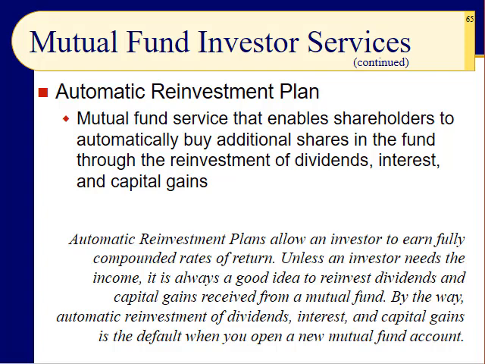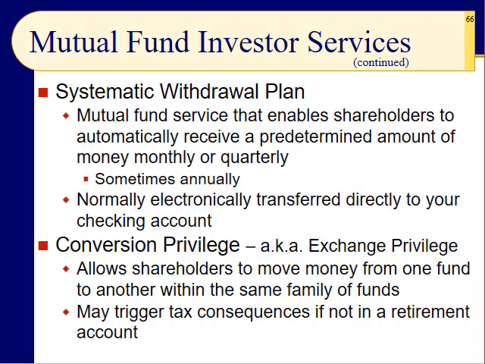Slide 66, how do we take the money out? Well, again, systematically. A systematic withdrawal plan is the mutual fund service that enables shareholders to automatically receive a predetermined amount of money monthly, quarterly, annually. Normally, they don't want to send a check because it costs them $5-6, whereas electronic is cents, maybe 2 cents. Electronically, they want to transfer this directly to your checking account.